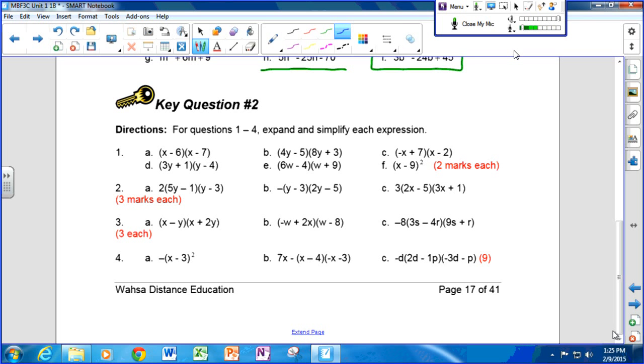It's the first question. For questions 1 to 4, it says expand and simplify each expression. So expand means FOIL, yeah, and then simplify really means combine like terms. To me, it's all just one thing to do, right? You're going to use FOIL, and as part of FOIL, you're going to combine like terms. I don't really see that being 2 steps. But anyway, they've given us a bunch of practice to do.